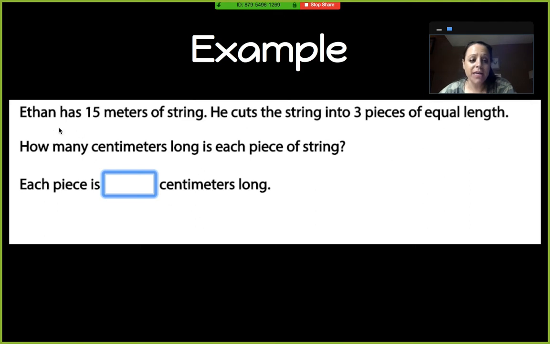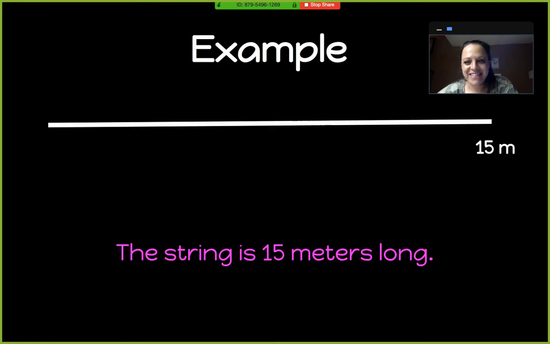If you notice, he's starting with 15 meters of string. So this is a two-step problem. We're going to have to divide the string, and then we're going to have to convert from meters to centimeters. We can do it. All right, guys. So here's Ethan's string. This white line. We're going to pretend like it's 15 meters long.